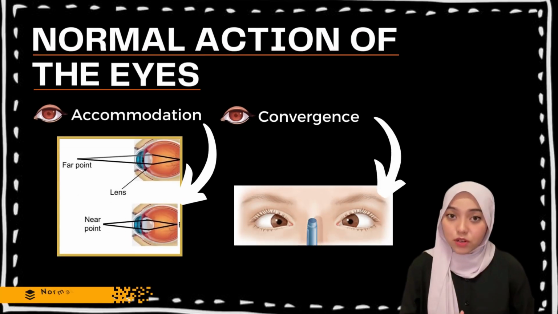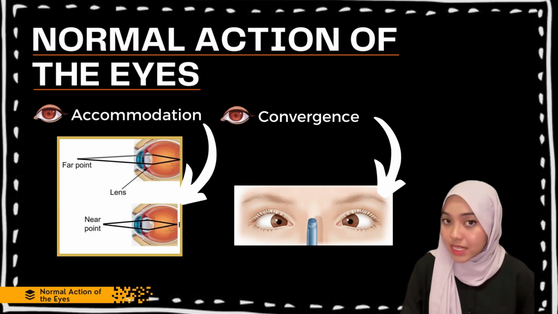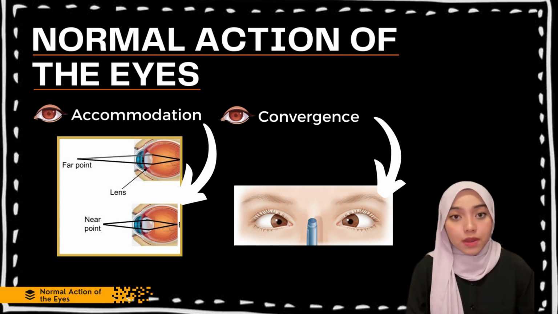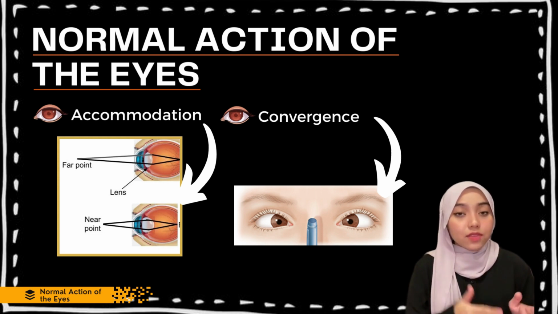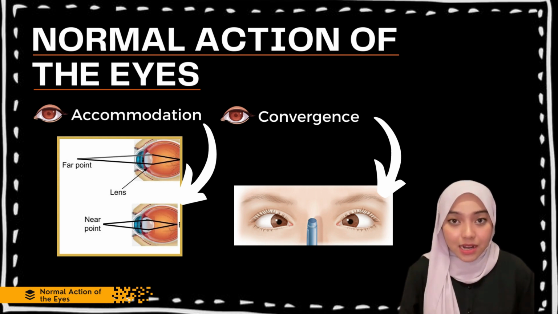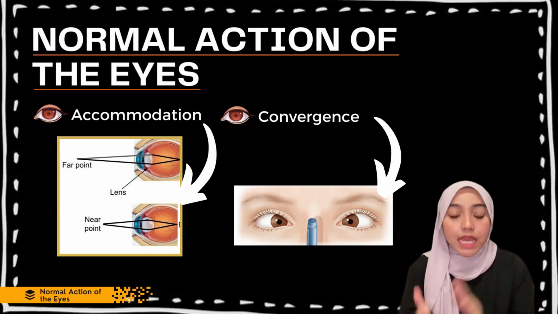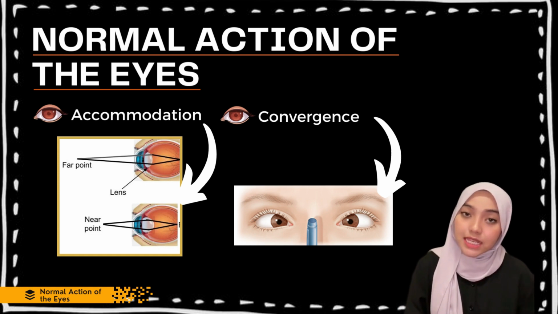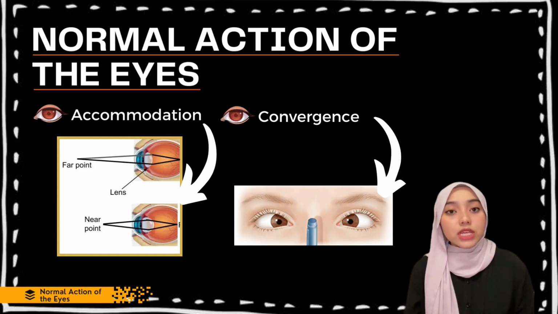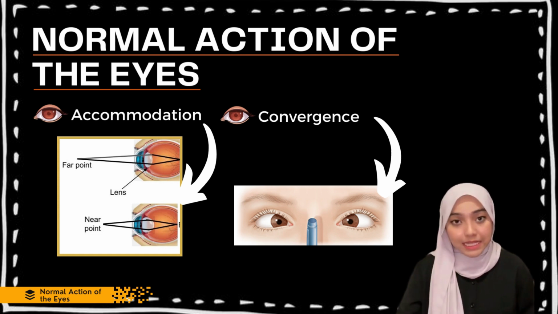Let's move to the normal action of the eyes. First, we have accommodation. It is the process whereby the eyes make adjustments for seeing objects at various distances. Here on the slide, I have included a picture of the accommodation process. This process is achieved by the lens changing its shape. In addition, it is the process of adjusting the focal length of a lens.